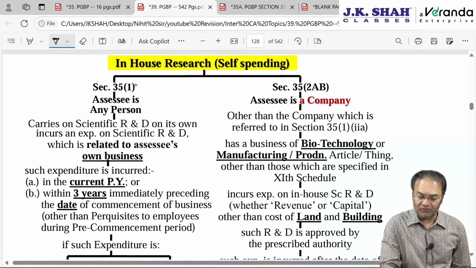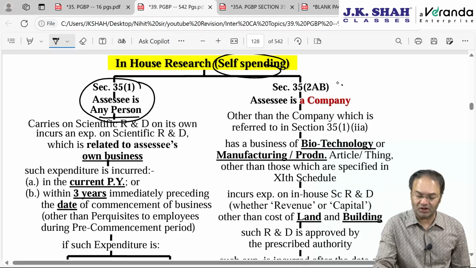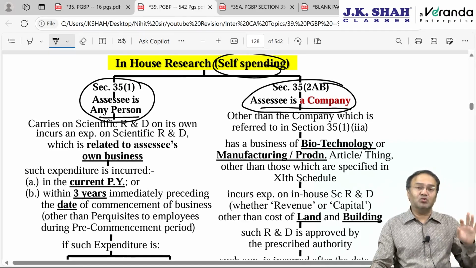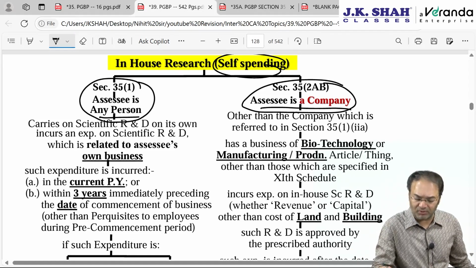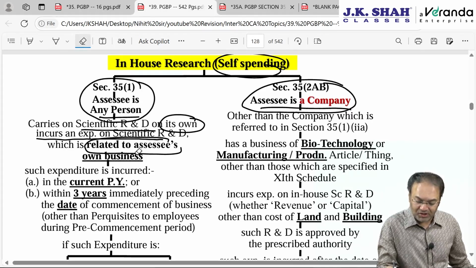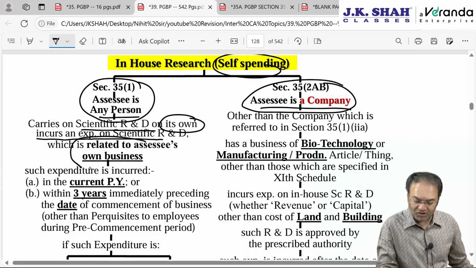Okay. So 35 in-house research, self-spending. 35 subsection 1, assessee is any person. 35 subsection 2AB, assessee is a company. One by one. There are 2-3 fundamental differences, rest all is one and the same. Everywhere deduction would be 100%. Here the assessee carries on scientific R&D related to its own business on its own and incurs expenditure, then deduction would be allowed under this particular section.